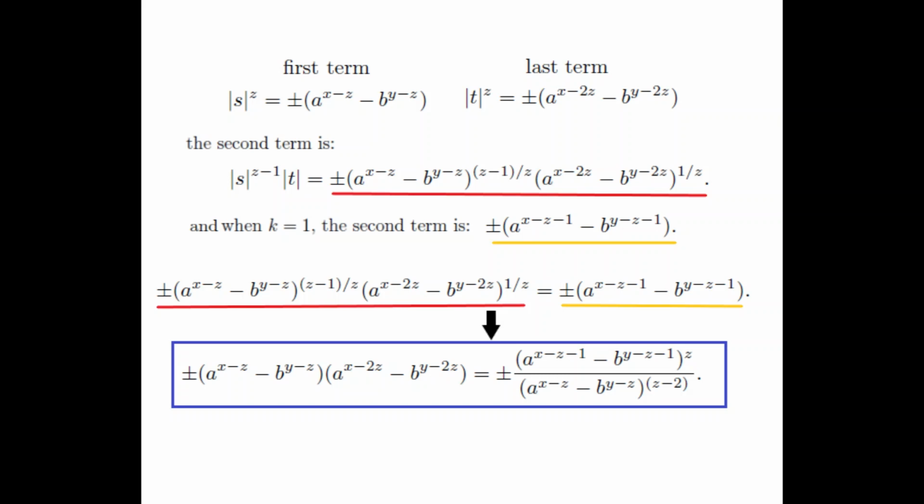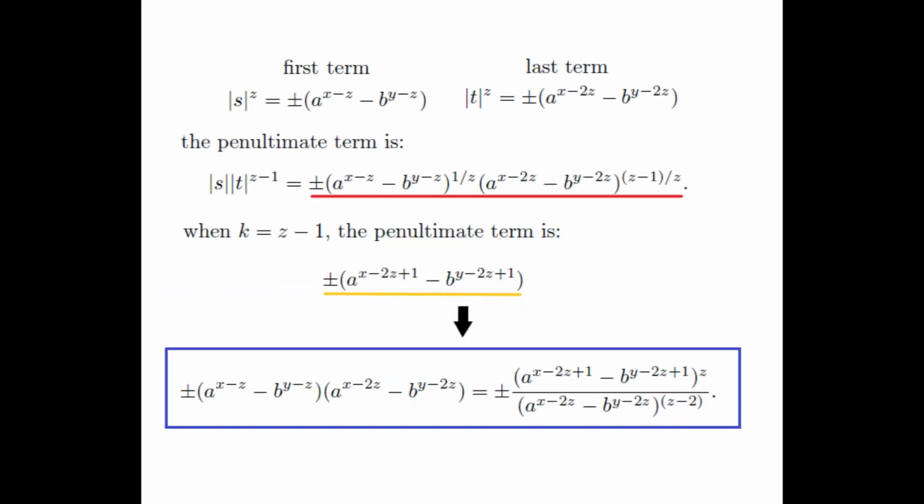So we can deduce the second term from the first term s to the power of z and the last term t to the power of z by raising the powers accordingly and multiplying together. We get the second term underlined in red. But also directly from the binomial formula, when k equals 1, we get the term underlined in yellow. Bringing these together and arranging, we get the equation in the blue box.